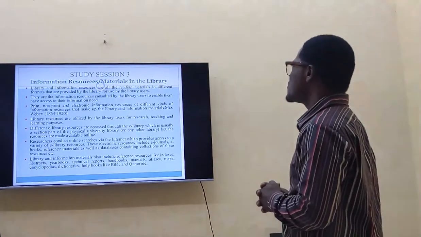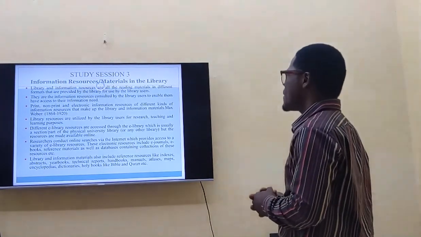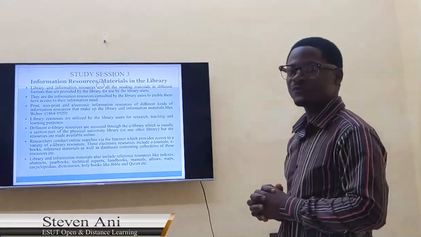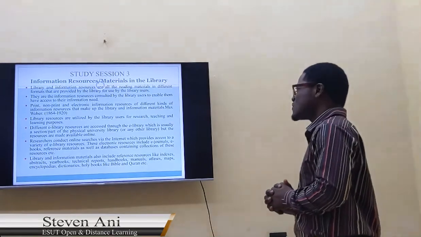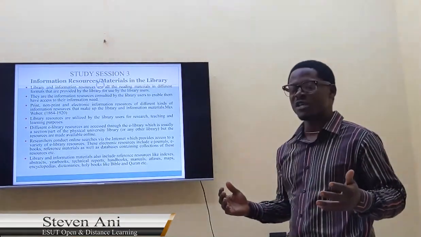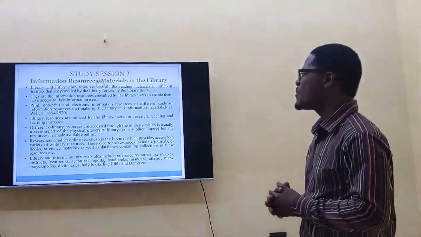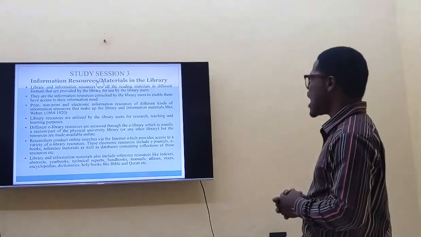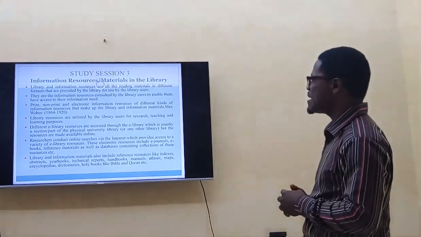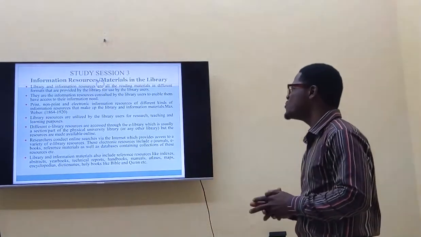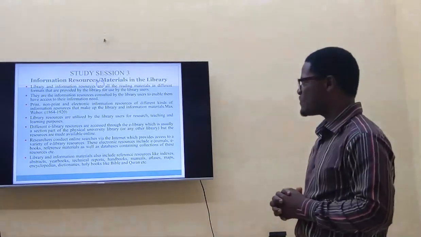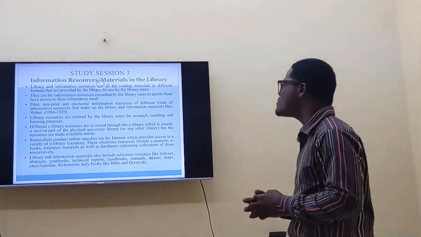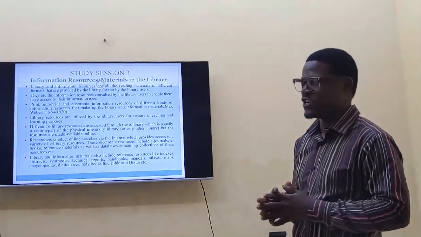We move to study section 3, where we're going to look at information resources in the library. There is need for us to understand what information resources is before we proceed further. Library and information resources are all the reading materials in different formats that are provided by the library for use by the library users. They are the information resources consulted by the library users to enable them have access to their information need.